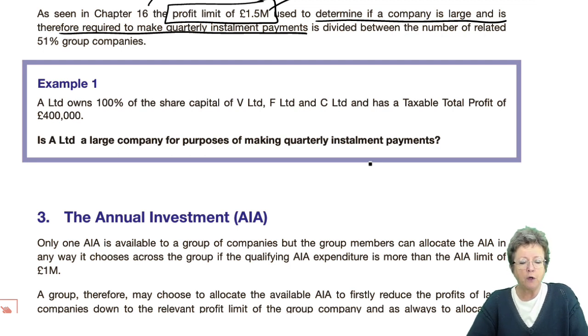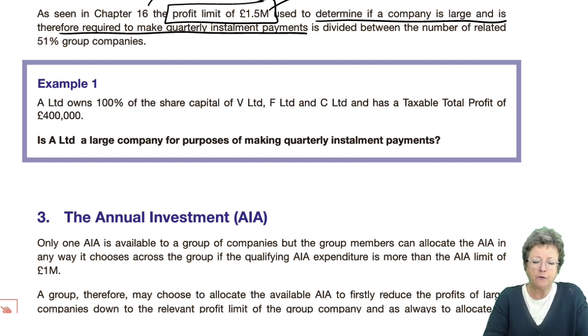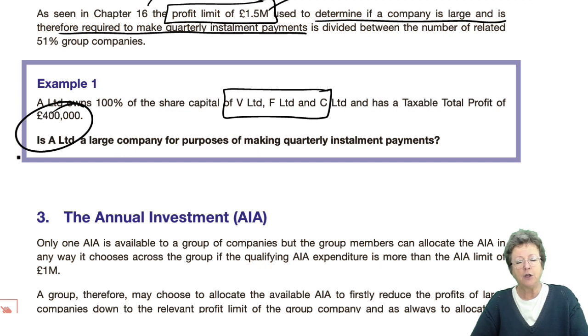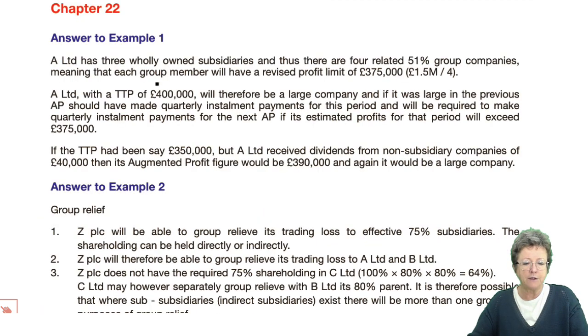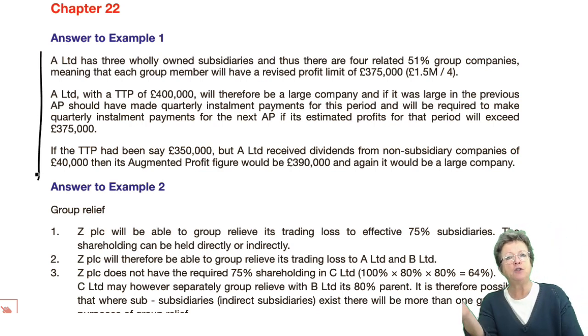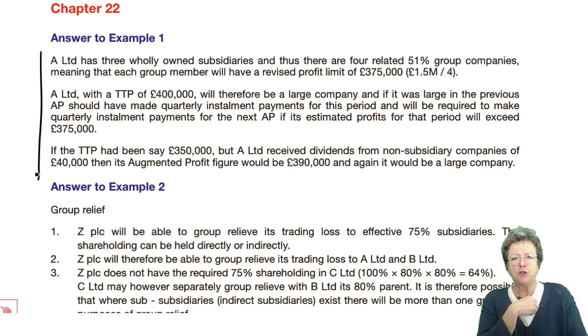A Limited owns 100% of the share capital of V, F and C. Now it has taxable profits of 400,000. So there are 4 of them in this group. Now does that mean that A Limited is going to have to pay instalment payments rather than paying 9 months and 1 day after the end of its financial year? Let's have a look at this. Is the wording. Now sometimes you may have to write a worded answer out rather than do numbers, but we've done it here because you can just see how it works.